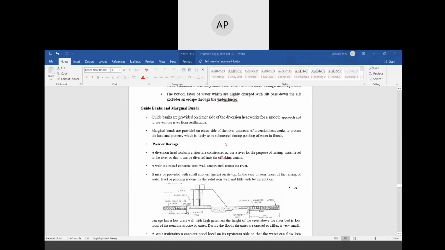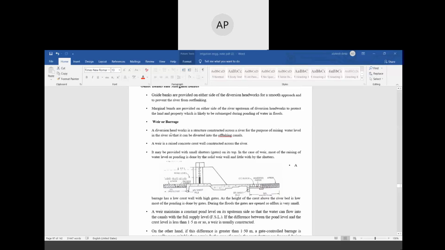Next is guide bank and marginal bank. Guide banks are provided on either side of the diversion headworks for a smooth approach and to prevent the river from outflanking. Marginal bunds are provided on either side of the river upstream of the diversion headwork to protect the land and property which is likely to be submerged during ponding of water in floods.